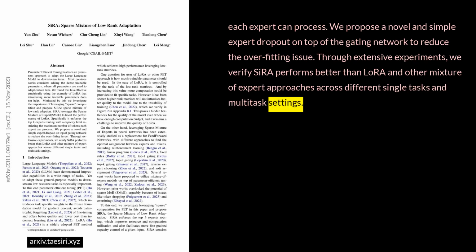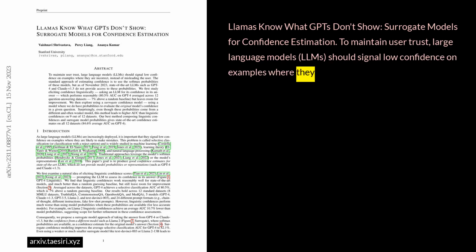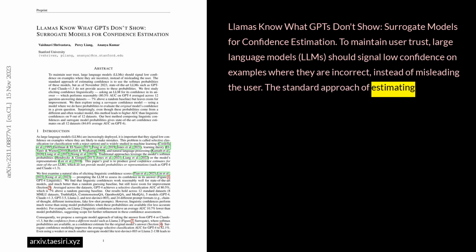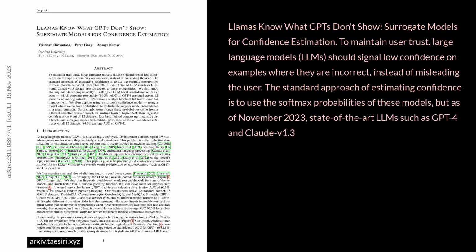Llamas know what GPTs don't show. Surrogate models for confidence estimation. To maintain user trust, large language models, LLMs, should signal low confidence on examples where they are incorrect, instead of misleading the user. The standard approach of estimating confidence is to use the softmax probabilities of these models, but as of November 2023, state-of-the-art LLMs such as GPT-4 and Claude v1.3 do not provide access to these probabilities.